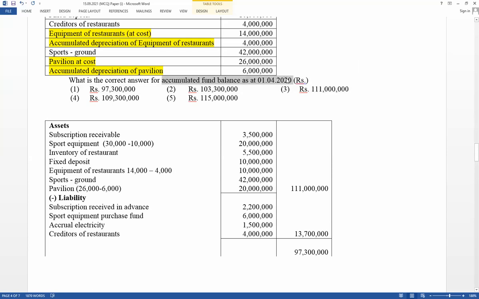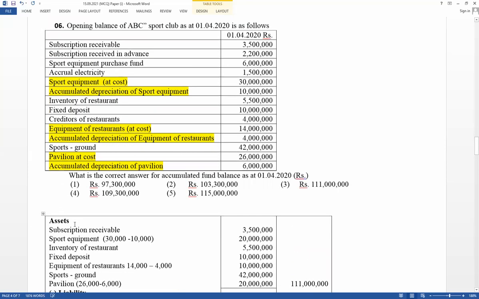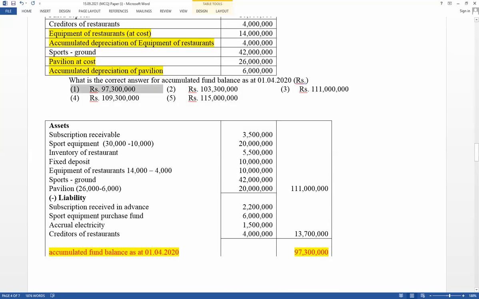Balance as at 31st March, 1st April 2020. Opening balance. Think, only opening assets and liabilities should be included. If cost and accumulated depreciation are given separately, net book value should be recorded. As well as if fund account balances are given. Sometimes sport equipment purchase fund, dancing equipment purchase fund, building construction fund, all the funds, as part of equity, should be recorded on the liability side. Therefore, here the answer for question number 6, first one, is 97,300,000.